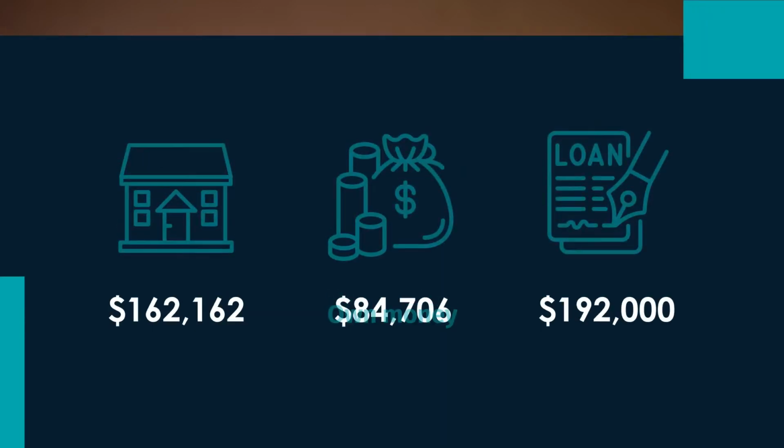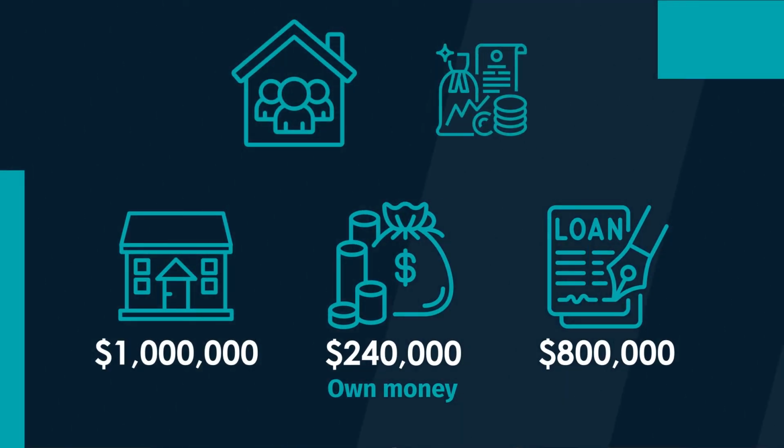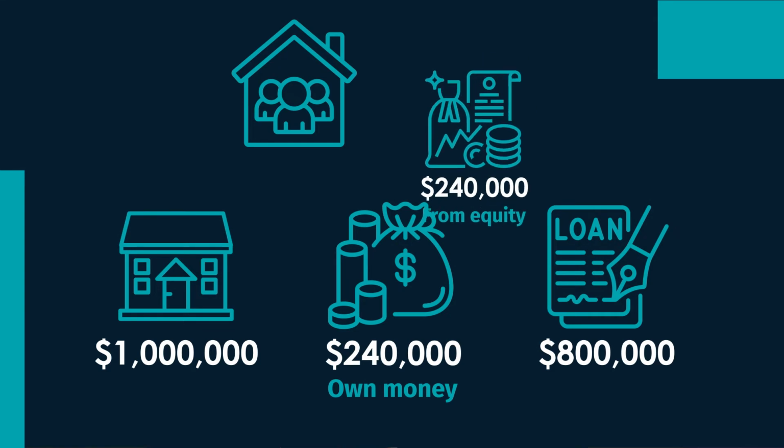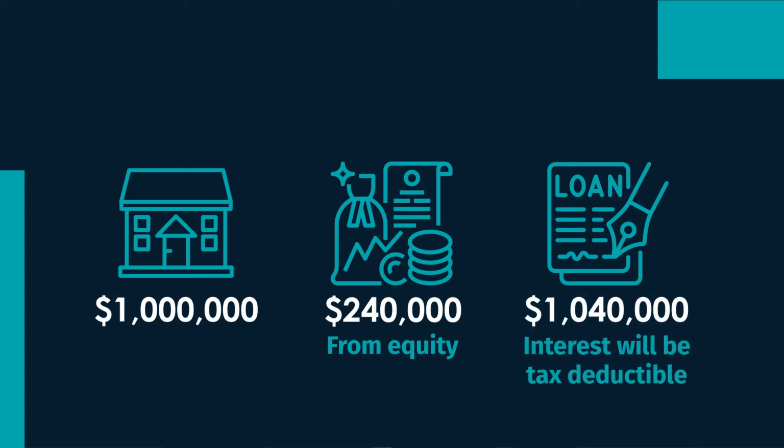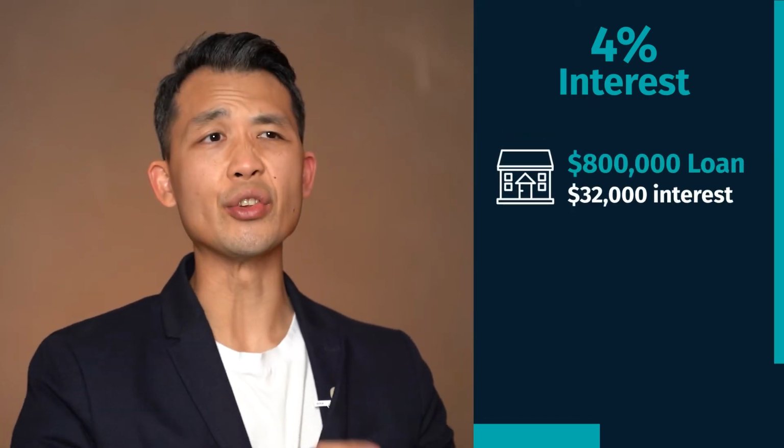Now, if you've seen my other video on borrowing 105%, taking out equity from another property, let's just say $240,000 to cover the 20% deposit plus $40,000 stamp duty, you could have easily borrowed 100% of the purchase price plus stamp duty for your investment. So now, instead of claiming interest on $800,000, you can now claim on $1.04 million. Let's say the interest rate is 4%. Interest for the year for the $800,000 loan is $32,000.